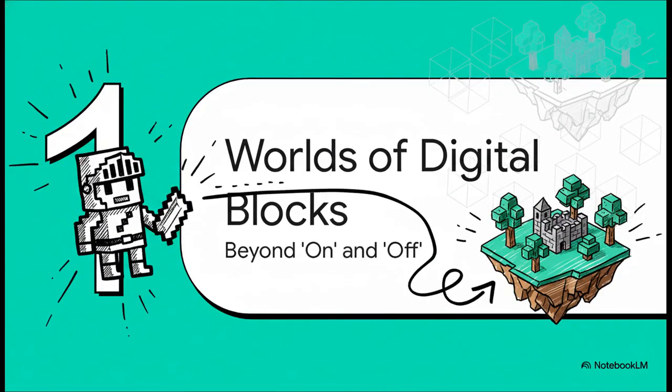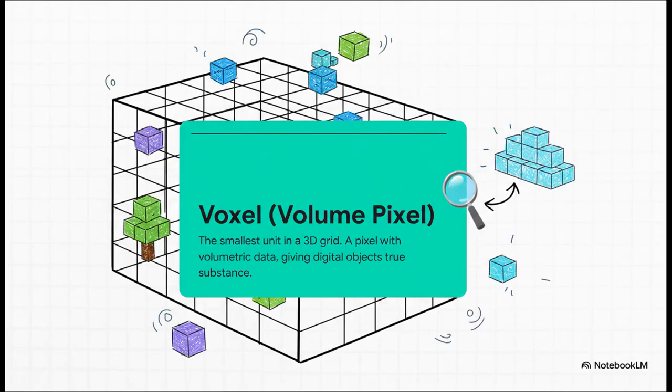What really makes a voxel so much more than just a 3D pixel? Well, the clue is right there in the name. Voxel is short for volume pixel. You know how a pixel on your monitor has a color value at an X and Y spot? A voxel has information at an X, Y, and Z coordinate. It's not on a flat plane. It occupies a real point in 3D space. And that's what gives the digital world true substance.